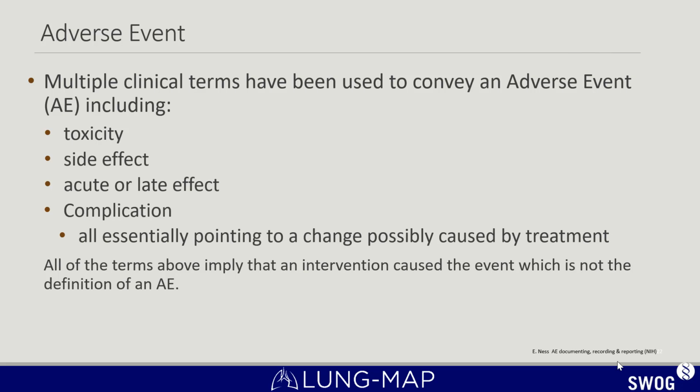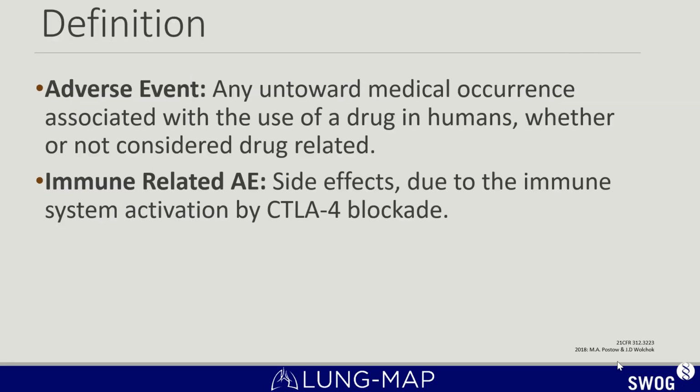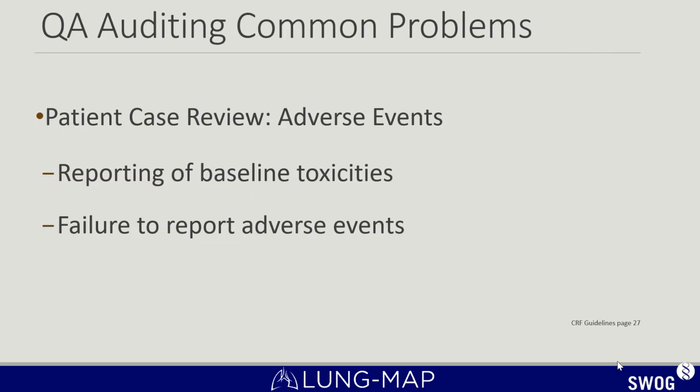So there's multiple clinical terms that have been used to convey an adverse event that includes the toxicity, the side effect, acute or late event, a complication, all essentially pointing to a change possibly caused by the treatment. And all of these terms imply that an intervention caused the event, which is the definition of an AE. So an adverse event is any untoward medical occurrence associated with the use of a drug in humans, whether or not considered drug-related. And then an immune-related AE is a side effect due to the immune system activation by the CTLA-4 blockade. But one of my colleagues is going to talk a little bit more about that.